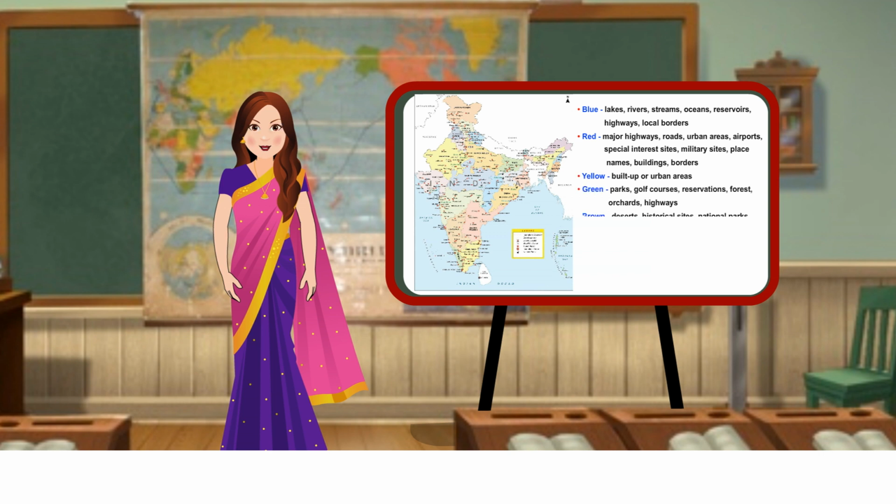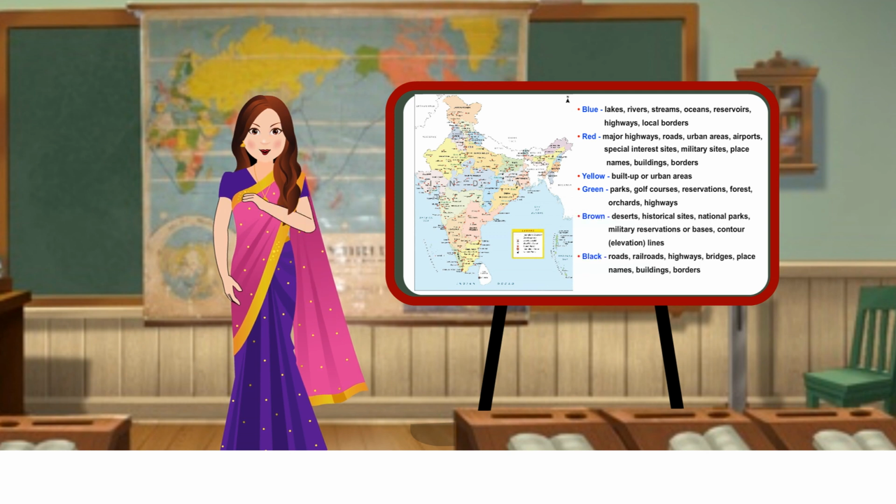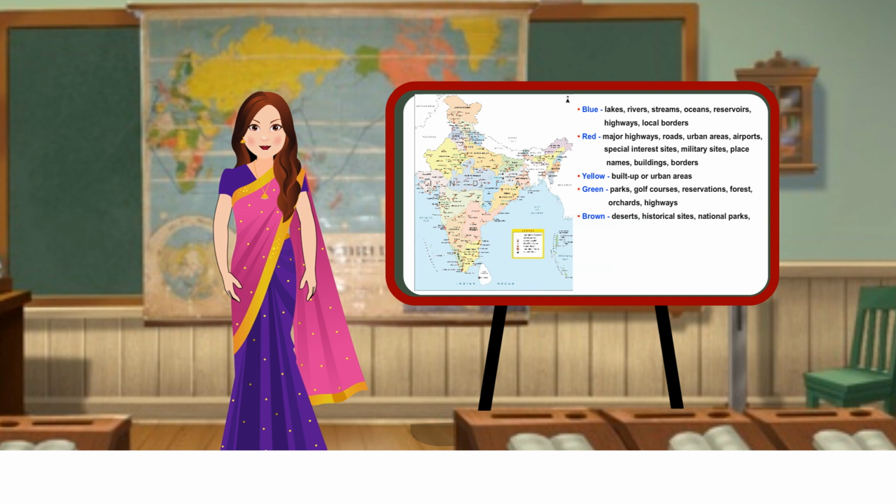Yellow, built up or urban areas. Green, parks, golf courses, reservations, forest, orchards, highways. Brown, deserts, historical sites, national parks, military reservations or bases, contour elevation lines. Black, roads, railroads, highways, bridges, place names, buildings, borders. Purple, highways.